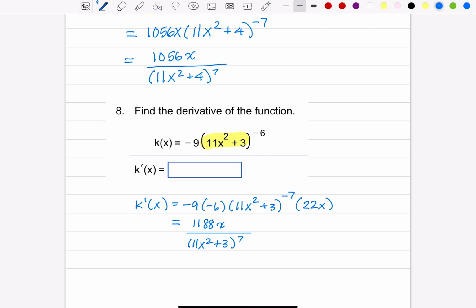Now, MyMathLab will allow you to leave the negative exponent, so I will also allow you to leave the negative exponent on a test if you take the written test.